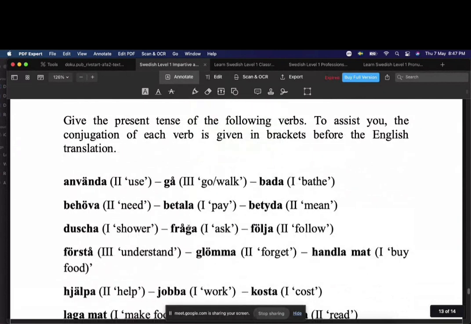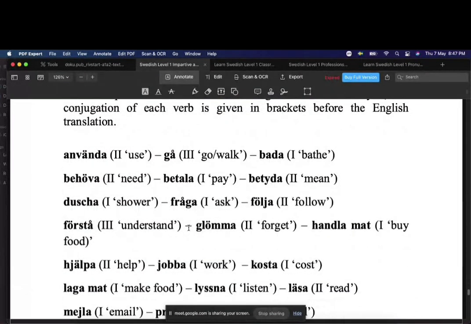And lastly, here is an exercise for you. You need to make the present tense here. We have mentioned the groups. You can just make the present tense, like here "använda". That is from group two. How will you make the present tense here? This is group two, so what will you do? First drop the A and then add ER. "Använder".